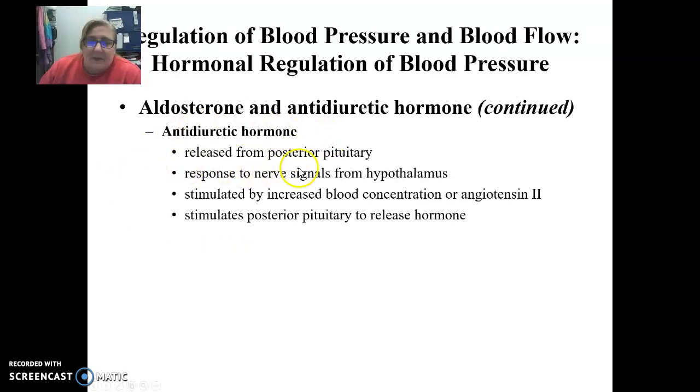Antidiuretic hormone is released from the posterior pituitary, and its function is going to be producing aquaporins in the renal tubules. And this increases the amount of water we take back in. So again, increasing blood pressure. So all of these hormones work together in increasing blood pressure.